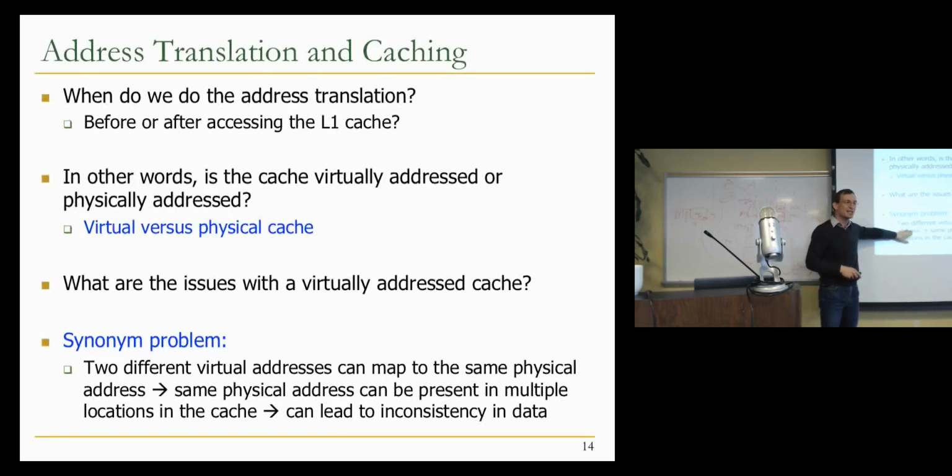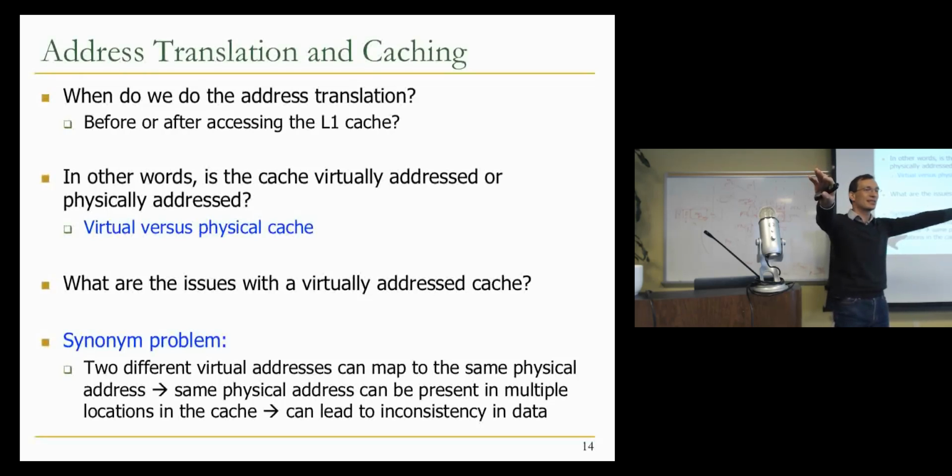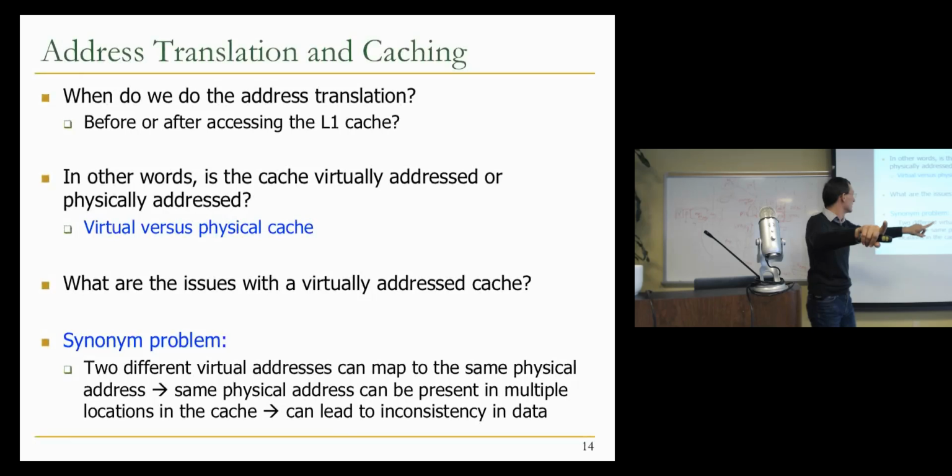And if this is the case, and if you have a virtual cache, now these two different physical addresses can be in two different locations in the cache, because you're managing your cache with the virtual address, which maps to two different physical addresses. Or sorry, let me get back again. That's the homonym problem. Okay, synonym problem says two different virtual addresses can map to the same physical address.